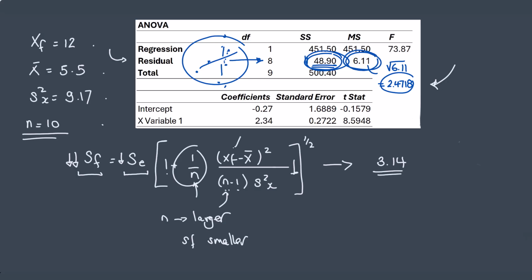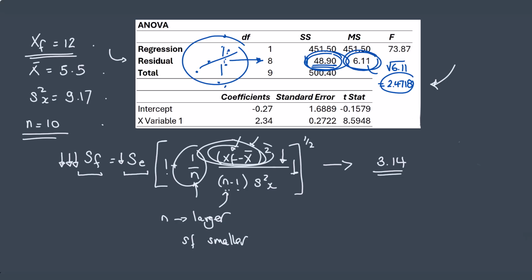And finally, let's look at the value of X we used to make a prediction. Here we used 12. The mean was 5.5. This is in the numerator. The bigger that distance is, the bigger the standard error of the forecast will be. So conversely, if we can bring that numerator down, then we can bring the standard error of the forecast down and the prediction interval will be tighter.